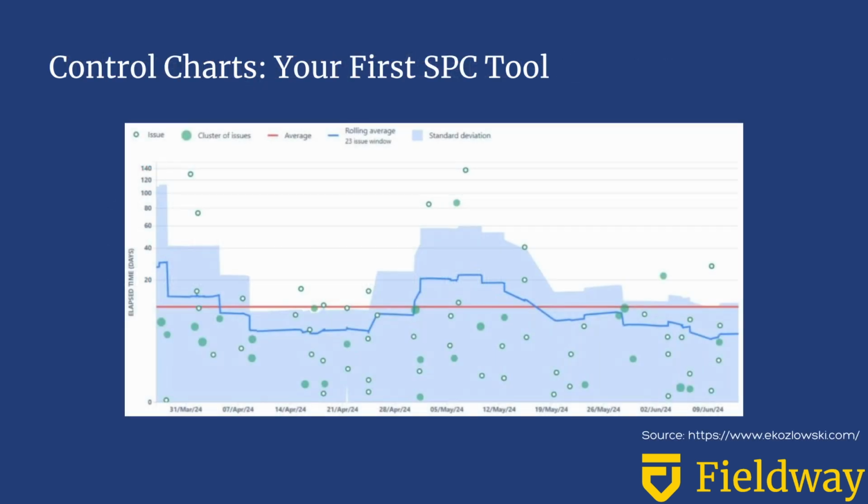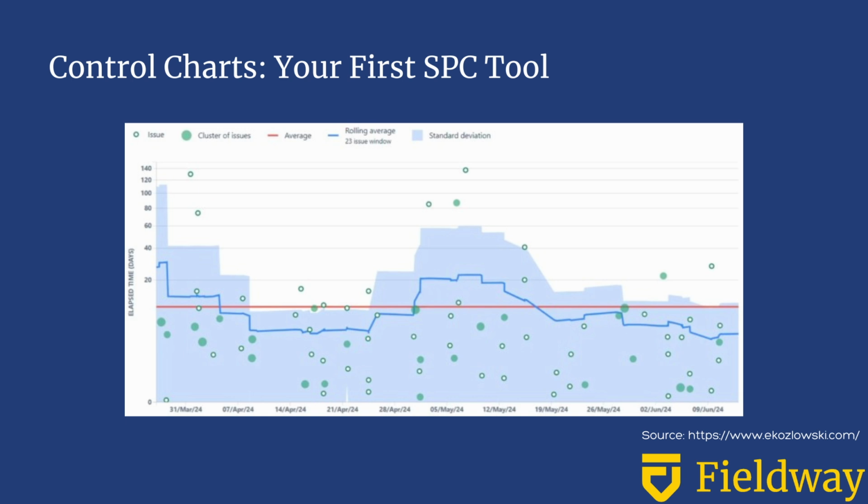If you use Jira for project management, you might have encountered these without realizing it. Both Scrum and Kanban boards in Jira include built-in control charts that track your team's cycle time, how long it takes work to move from start to completion. This isn't just a nice visualization, it's a powerful way to understand your team's performance and stability.